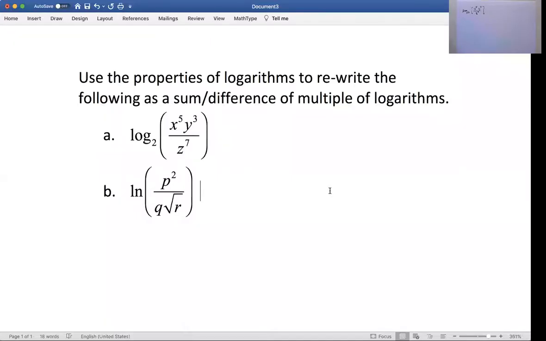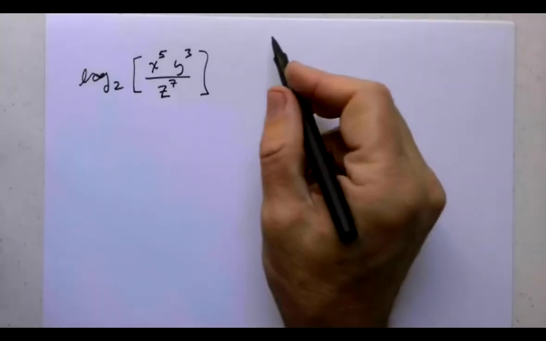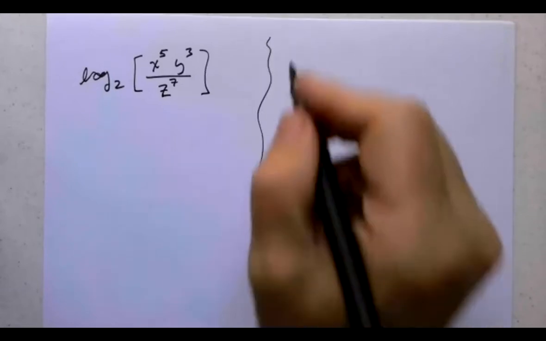This question asks us to use the properties of logarithms to rewrite the following as a sum or difference of multiples of logarithms. So how are we going to do that? Well, we've got to remember our basic rules. So let's take a look at those. There's really only three of them to keep in mind primarily.